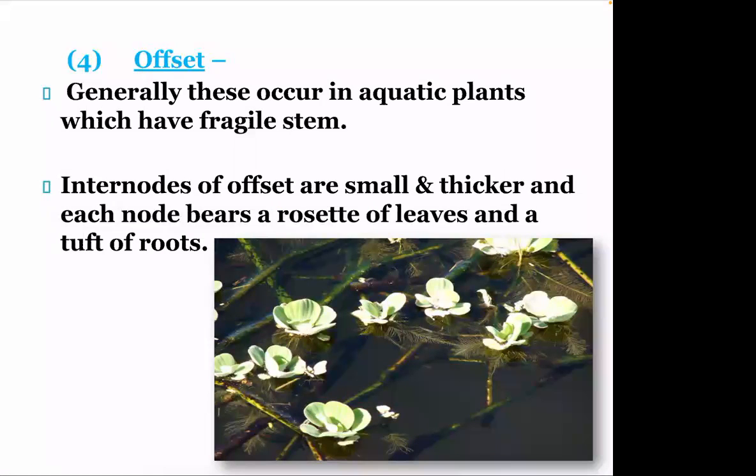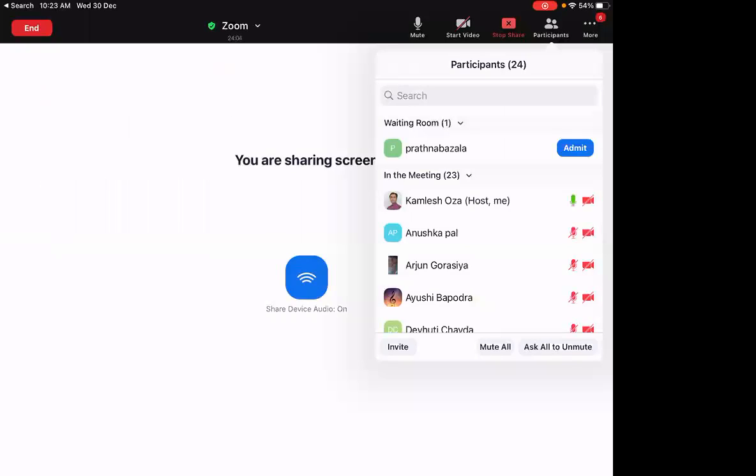Now comes the offset, the fourth type of subaerial modification, which is found on the surface of water in aquatic plants only. Ready? It is found on the surface.